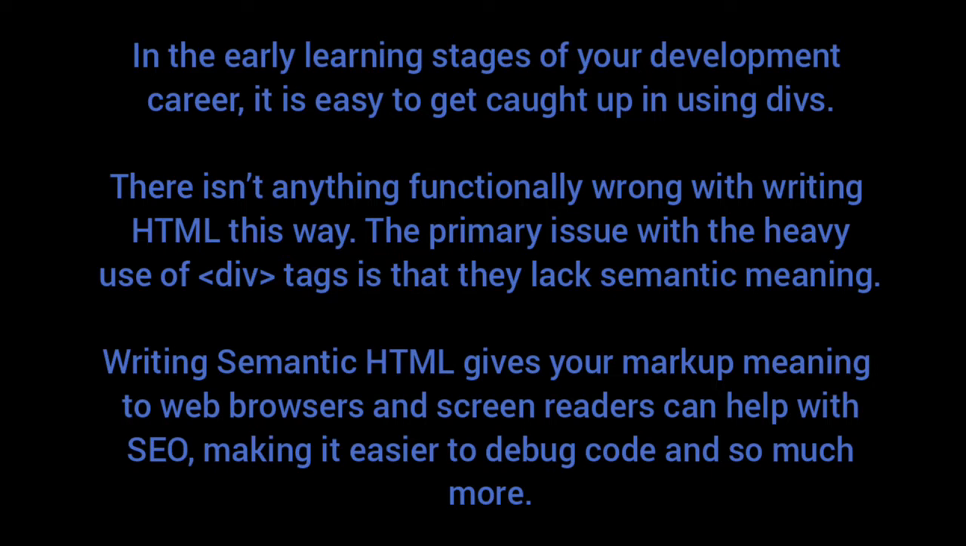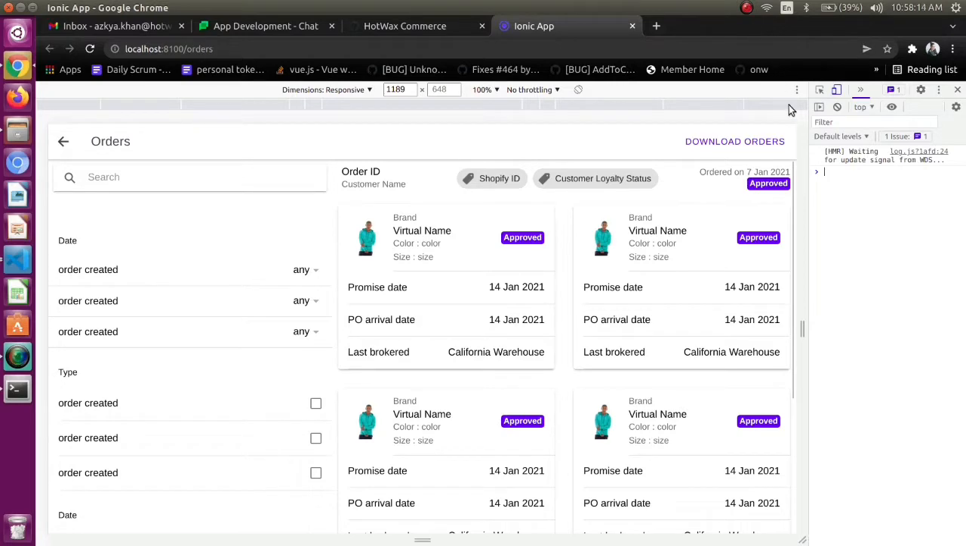So writing semantic HTML gives your markup meaning to web browsers, and screen readers can help with SEO, making it easier to debug code and so much more. So we have numerous semantic tags that we can replace with div to give it meaningful information to the new users. So I have a page that I already have created using the div.